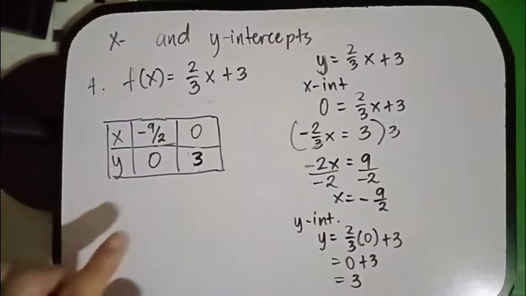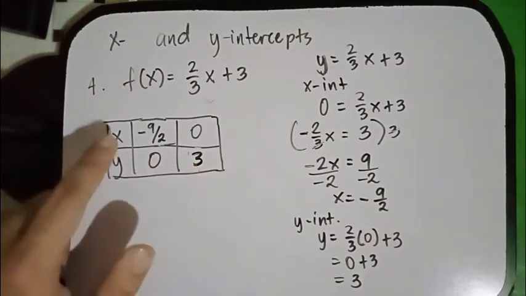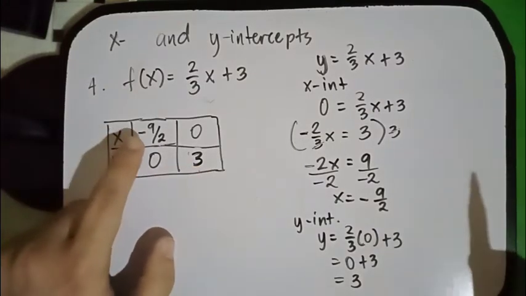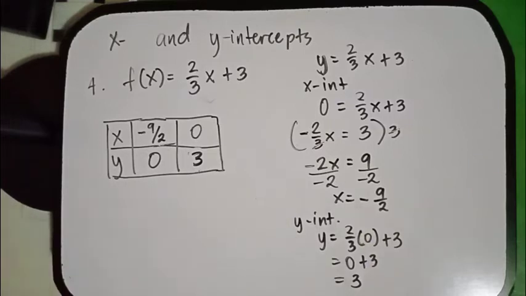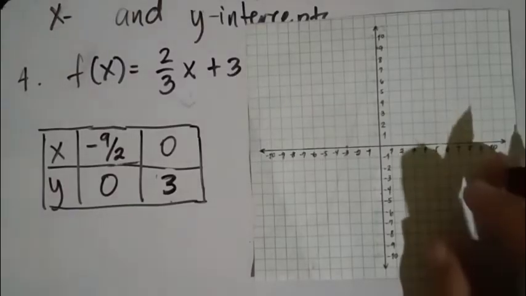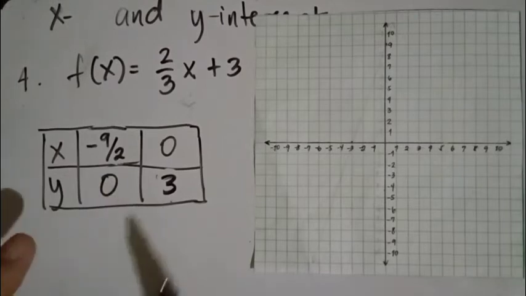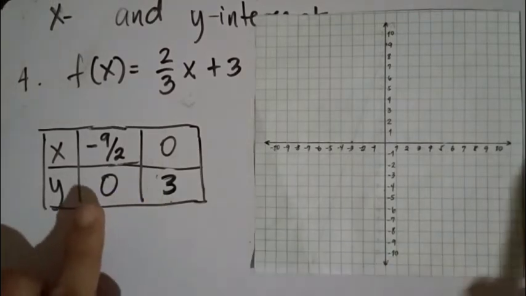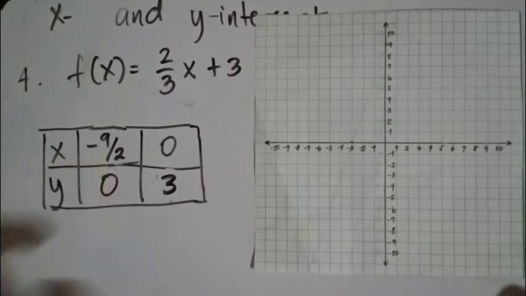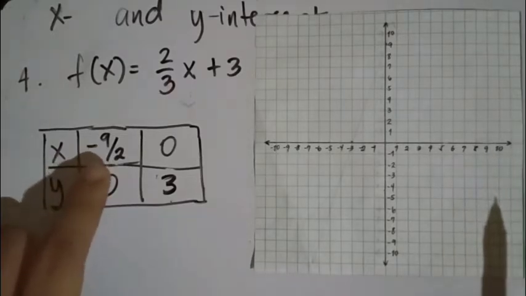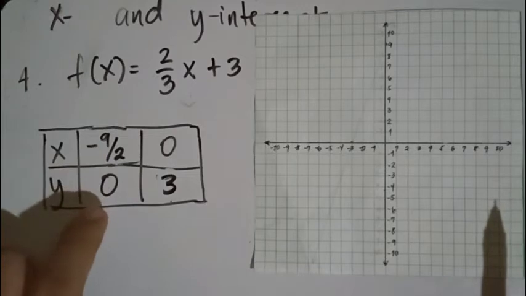Plus 3 equals 3. So, ito po yung ating y-intercept. Okay? Y-intercept is 3. Tapos, yung x-intercept ay negative 9 over 2. Tapos, saka na tayo mag-proceed sa graph. Ayan. Okay, so, i-graph na natin yung x and y intercepts. Okay? So, yung x-intercept ay negative 9 over 2. Kaya yung ordered pair ay negative 9 over 2, 0.